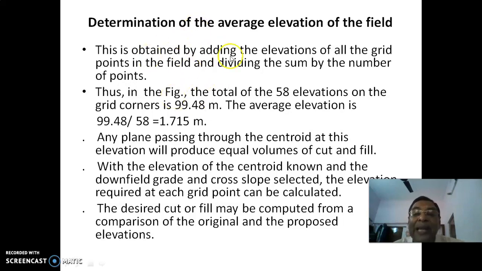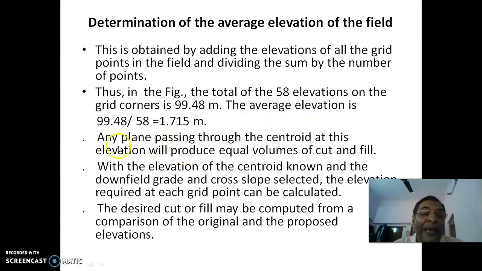So this is obtained by adding the elevations of all the grid points. These 58 elevations are added, which comes to 99.48 meters, divided by 58. So 99.48 divided by 58 gives you 1.75 meters. This is the average elevation. These are the two things: one is the centroid of that irregular field, another is the average elevation.